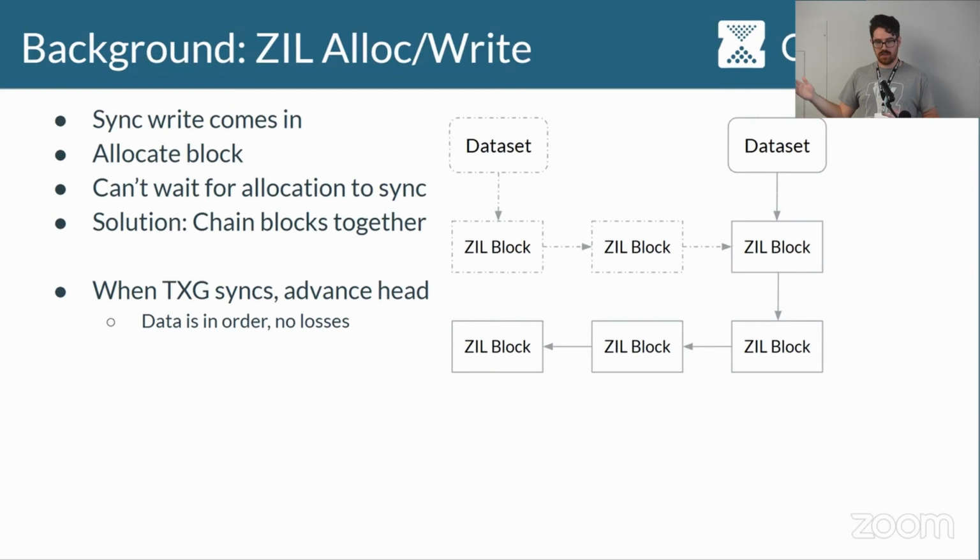Because all the data in the ZIL is in order, in the order that we created it, at least at a transaction group granularity, you can't lose data this way. When you move the head forwards, all of the old blocks are guaranteed to no longer have data that isn't persisted on disk already. So the head of the chain moves forwards, all of the old blocks can be freed, and the data in them is now persisted in its proper location on disk.